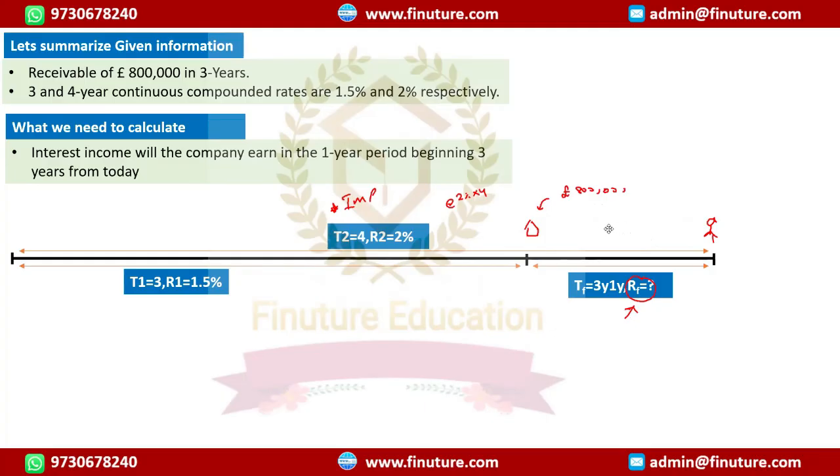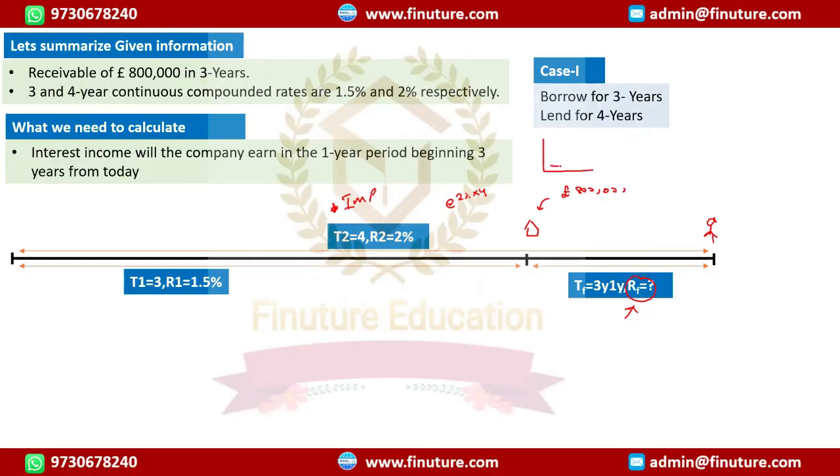But the main thing you have to fundamentally understand is whether you should borrow for 3 years or lend for 3 years, and vice versa for 4 years. So let's take case one as borrow for 3 years and lend for 4 years. Please understand this very fundamental thing.